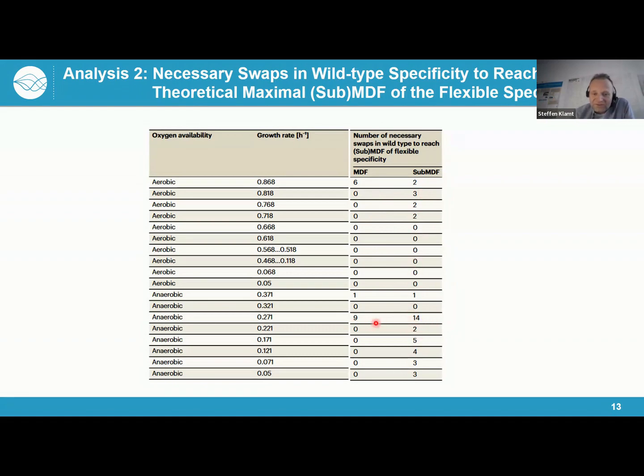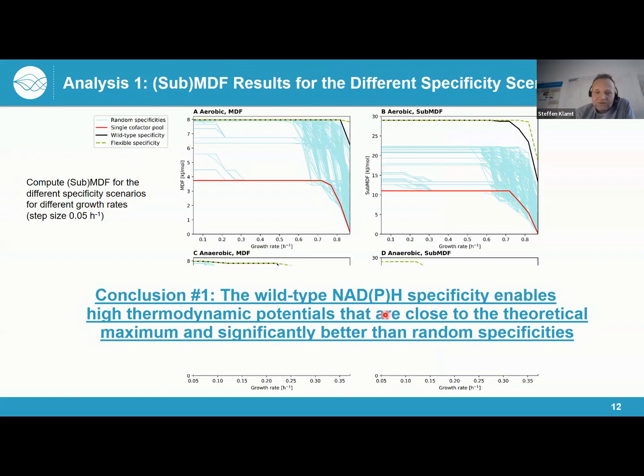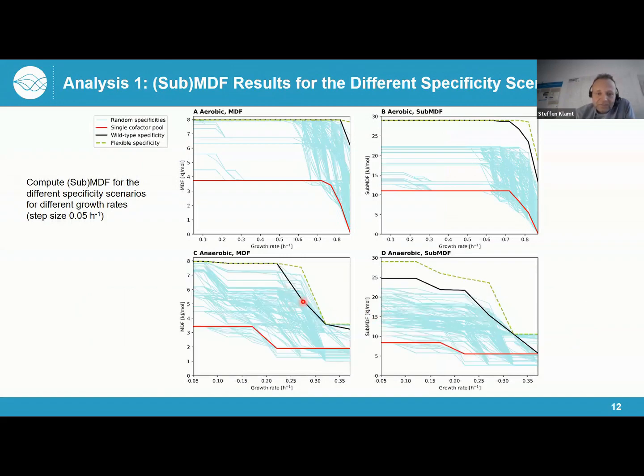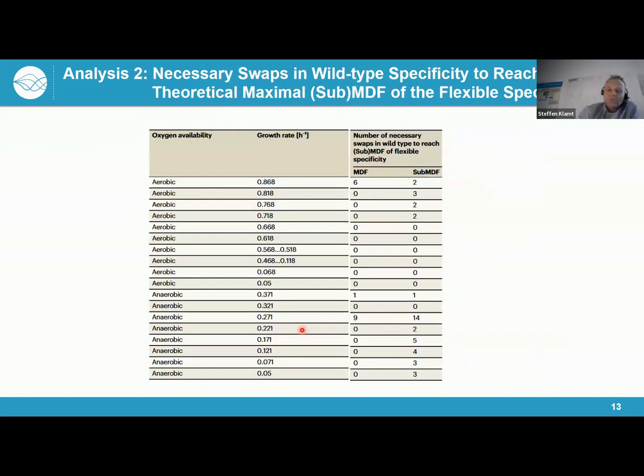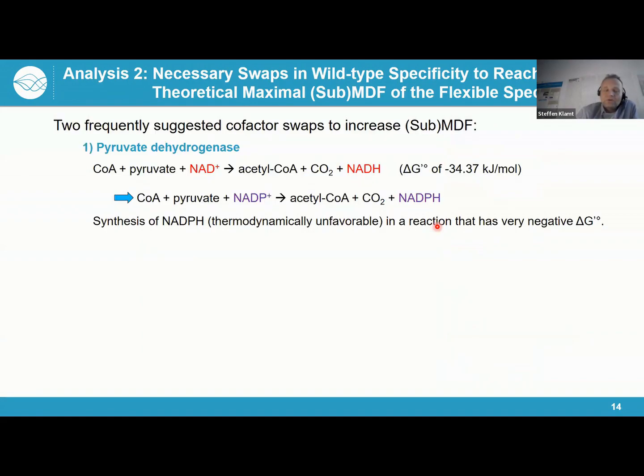But there's this singular case which corresponds to this growth rate scenario here, where we would require a larger number of swaps. In most cases, we need a handful of those swaps. And in the following, I would like to show you 2 of those swaps, which occurred with a higher frequency in all these swaps computed, because this is quite insightful.